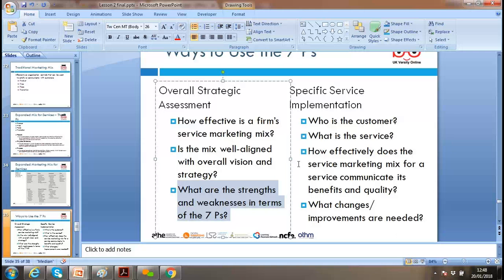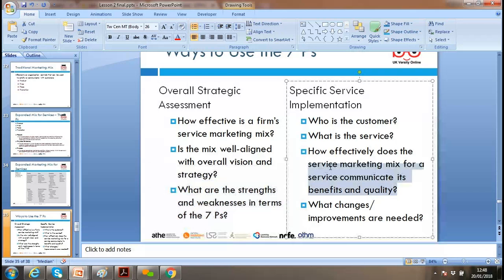Like Emirates Airline, they have air hostesses from around 40-45 nations. They can speak 45 different languages. So that boosts the service. A lot of airline industries focus on these things as well to improve. How effective is the service marketing mix for a service in communicating its benefit and quality? And what changes and improvements do we need to make as an organization?